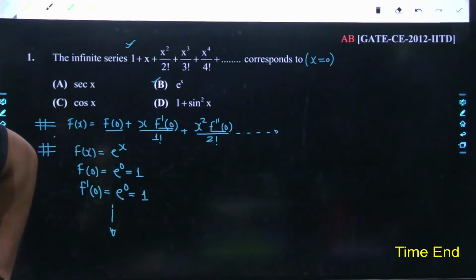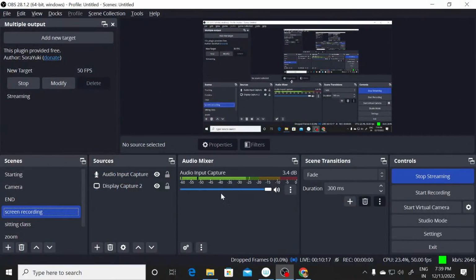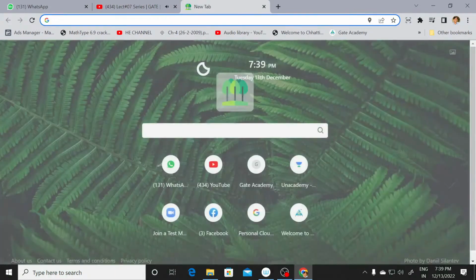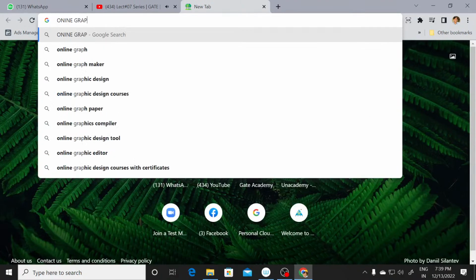Yes, so here comes the screen now. What I would do now, I would take e to the power of x, how it would look like, and then I would also take its approximation with the first term, second term, third term, fourth term, and so on and so forth. So let me do that. So here comes the online graph draw.